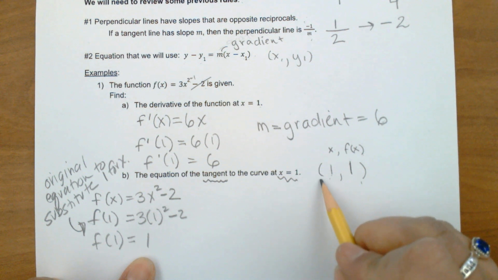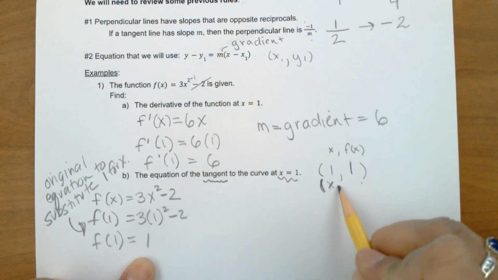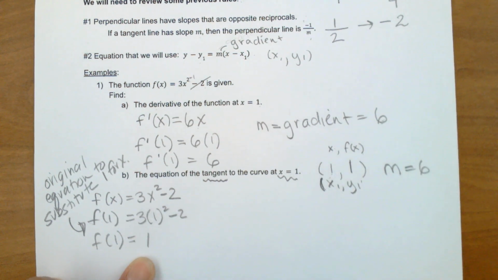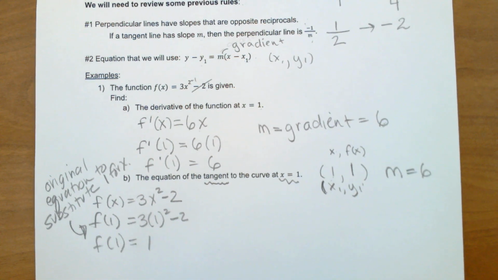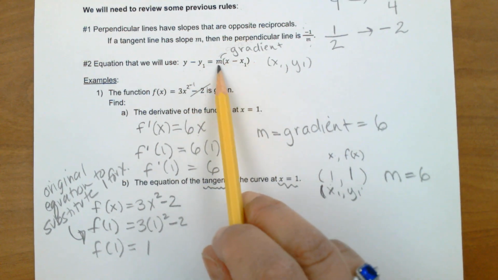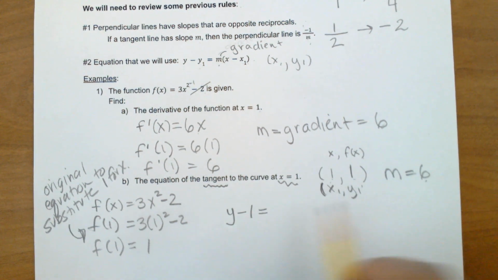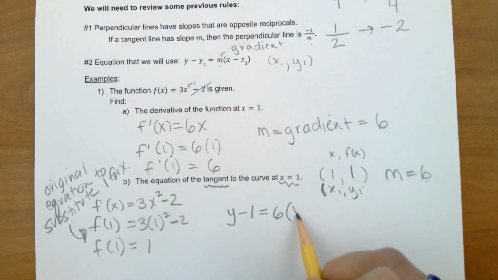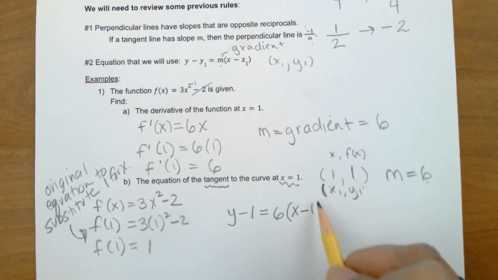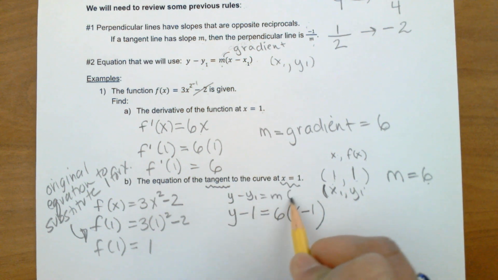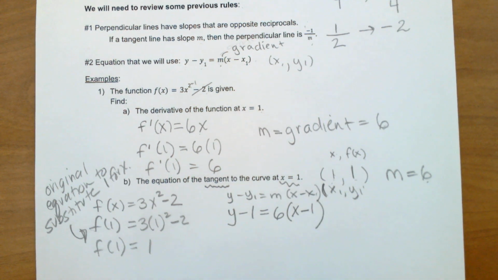So I have a point. So this now becomes my x1, y1. And I also have my m, which is 6. So now I'm able to actually find the equation. So what I'm going to do is just substitute it into the equation that we use. So y minus, here's y1, 1, equals, my m is 6, times x minus x1 is 1. So all I did was I substituted my numbers into this equation.